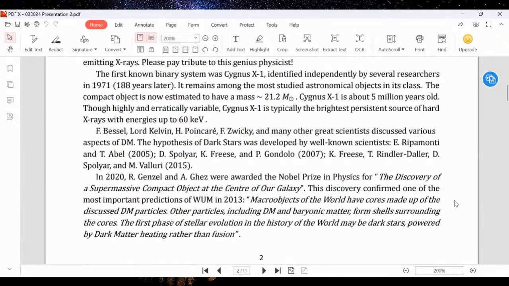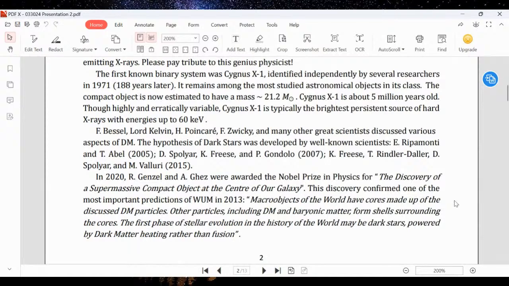Bessel, Lord Kelvin, Poincaré, Zwicky, and many other great scientists discussed various aspects of dark matter. The hypothesis of dark stars was developed by well-known scientists Ripamonti and Abel, Spolyar, Freese and Gondolo, Freese, Rindler-Daller, Ilie, and Spolyar and Valluri. In 2020, Genzel and Ghez were awarded the Nobel Prize in Physics for discovery of a supermassive compact object at the center of our galaxy. This discovery confirmed one of the most important predictions of WOMB in 2013.